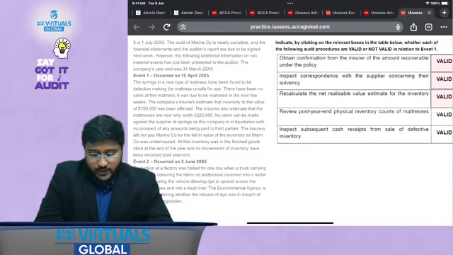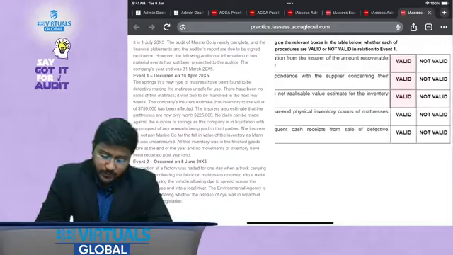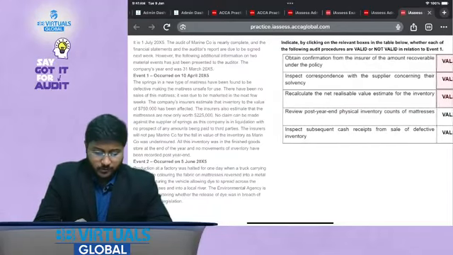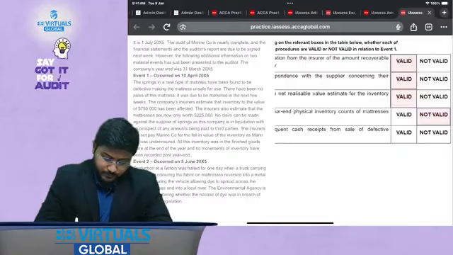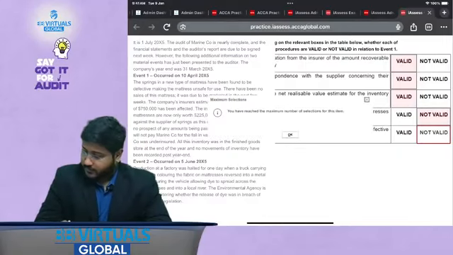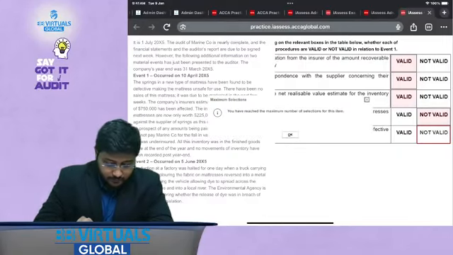Now review post year end physical inventory counts of mattresses. No, physical inventory count does not matter, the valuation matters over here. Inspect subsequent cash received from sale of defective inventory. No, because anyways we are claiming the insurance and the related assertions to it.